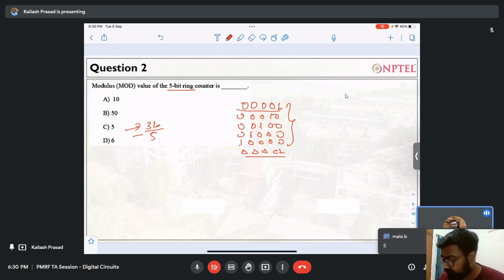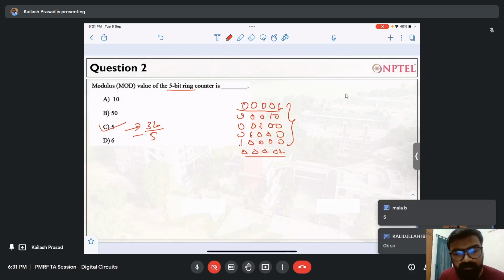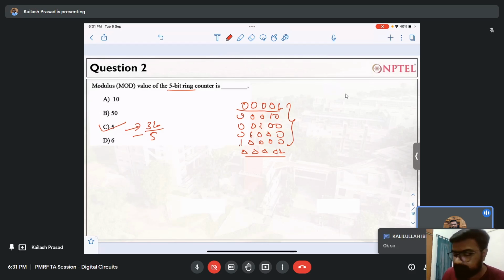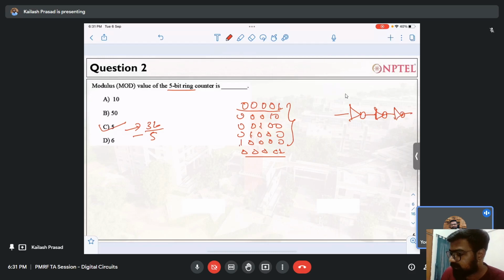Okay. So the answer is 5 over here. If it is a ring counter, the answer is 5, right? Why? Because it is moving like a ring. Just assume that the logical diagram of a ring counter looks like this. Something like this.